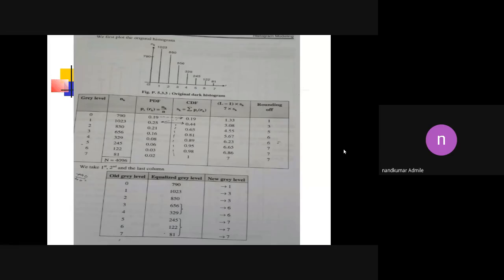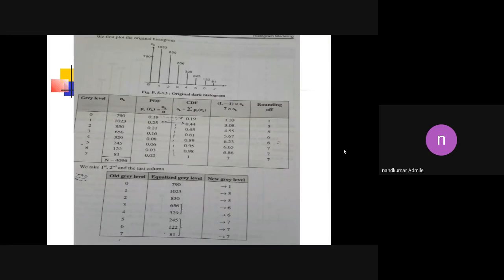Yes, can anyone tell how to calculate the third column? N K divided by N. Okay, very good. So whatever the number of pixels, that is divided by the total number of pixels.